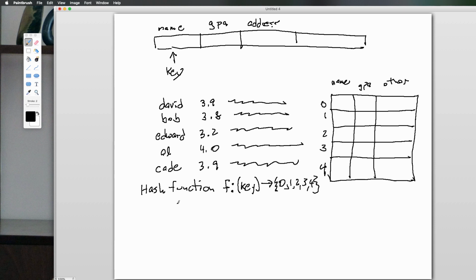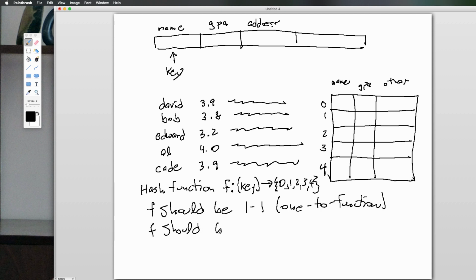Now, a couple of other things that we can say about this function f. F should be 1-to-1. I'm hoping you folks know that expression. It should be a 1-to-1 function. And it should also be, f should be an onto function.